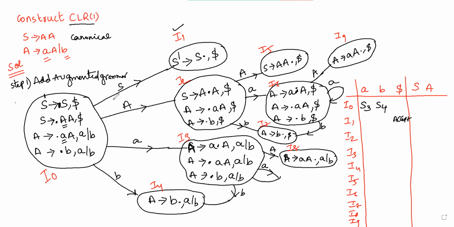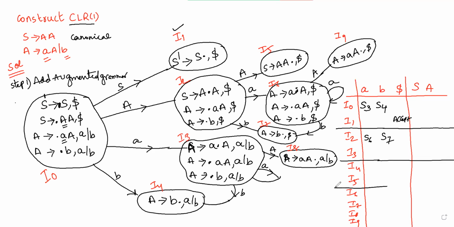Now what's the value of I2? I2 on small a goes to I6, so you write S6. Then I2 on small b goes to I7, so this is called S7. I2 on small a goes to I6, so you write S6. I2 on small b goes to I7, so this is S7. Just draw the line after two states, it will look good.